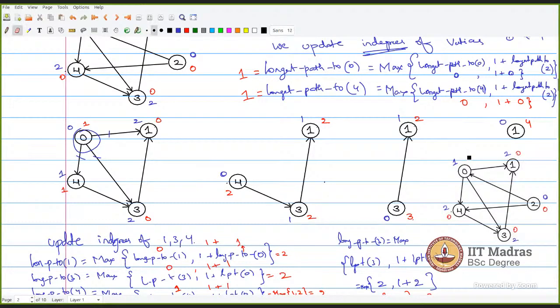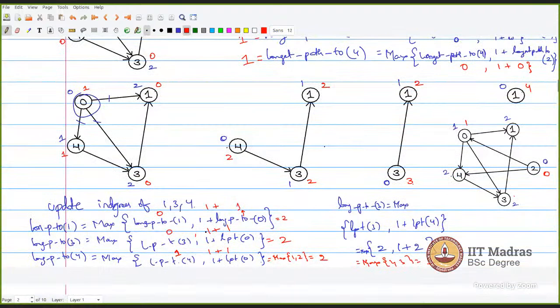So the final longest path values will be like this. For 2 it will be 0. For 1 it is... so you can see for 1 it is 1. For vertex 4 it is 2. For vertex 3 it is 3. For vertex 1 it is 4.